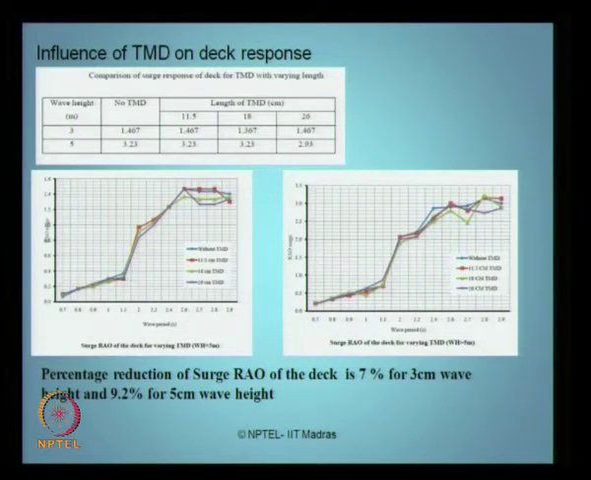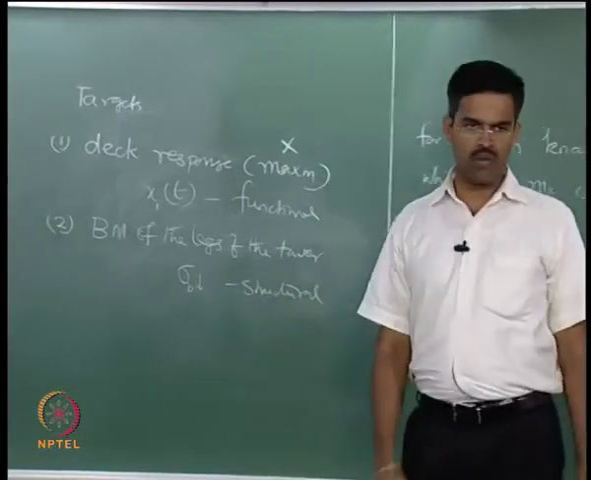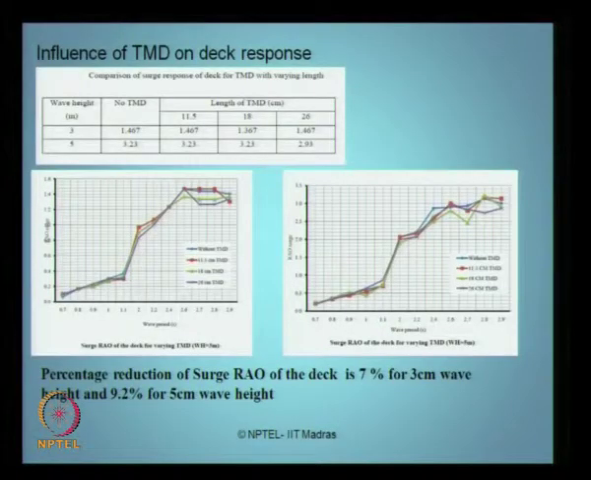If you look at the influence of TMD on deck response, which is functionally required of x1 of t here, what we saw just then was the structural requirement. Now, we see the functional requirement. If you look at the wave height of 3 and 5 centimeters, for no TMD case, the deck response was around 1.5 and 3.2 centimeters in the model. When I attach 11.5 and 26 centimeters of long TMDs for a specific mass of 200 grams, let us say, I do not actually get a significant reduction in the deck response.